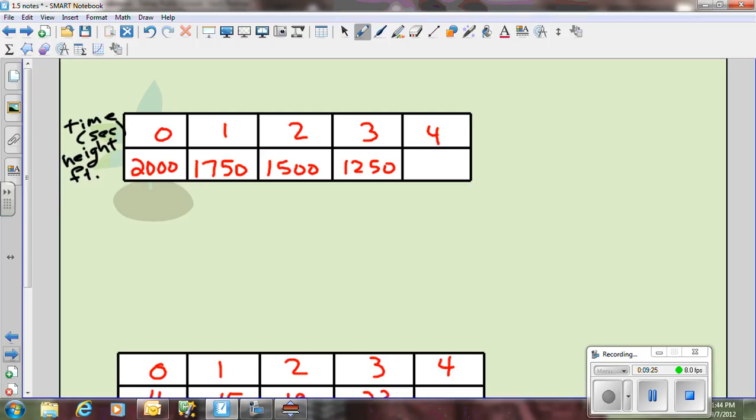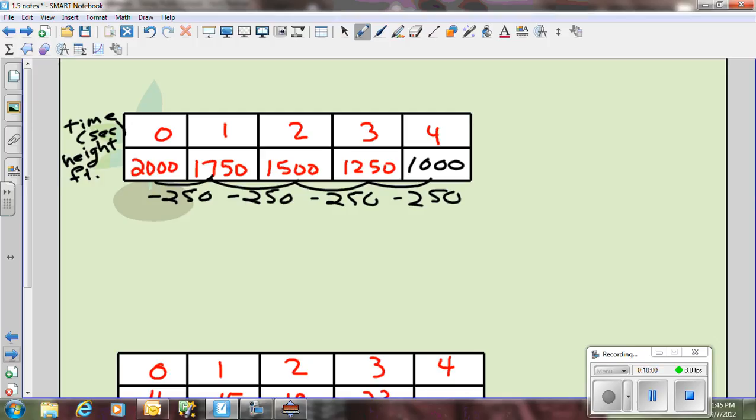After 1 second, it's at 1,750 feet. 2 seconds, it's at 1,500 feet. 3 seconds, it's 1,250. What's going to be at 4 seconds? What is it? 1,000. How did you figure that out? Minus 250 each time. So this was minus 250. That was minus 250. Minus 250. Minus 250. Okay.